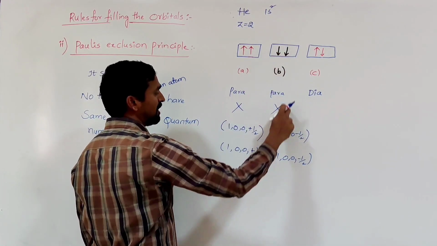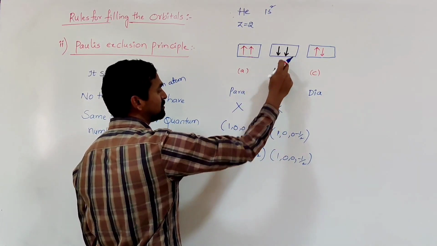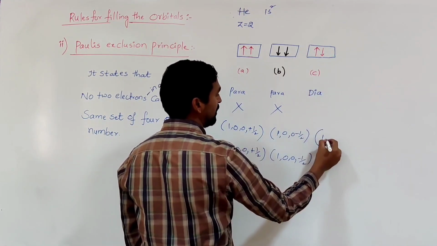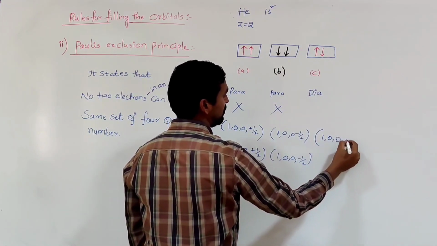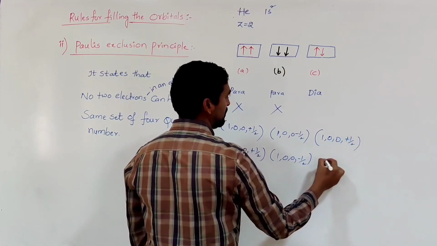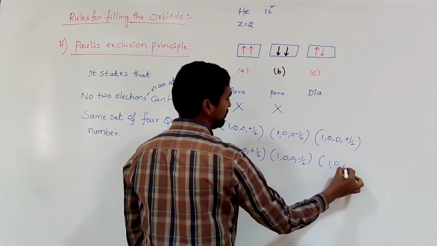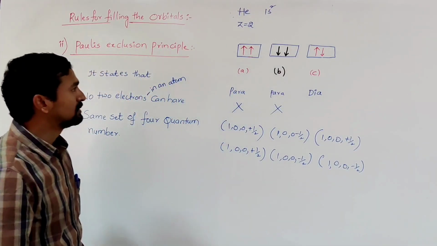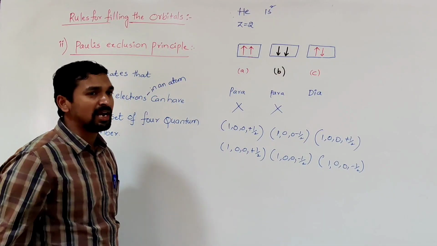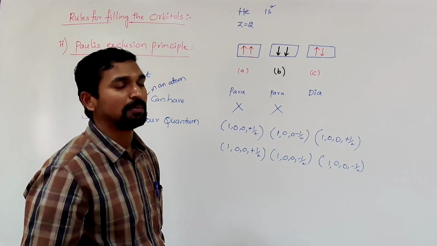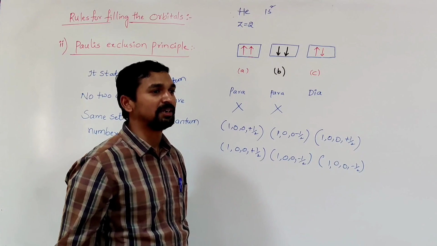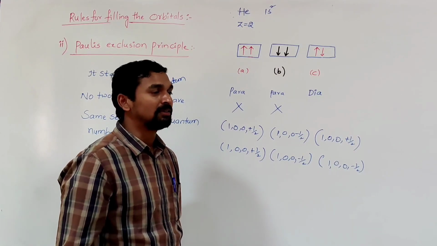Similarly, if I write the quantum numbers for these 2 electrons, in the third case I get 1, 0, 0, plus half and 1, 0, 0, minus half. Suppose we do not have an idea about their magnetic nature, and suppose I know only the Pauli exclusion principle. Which is the right arrangement of electrons in the orbital? So what does it say?